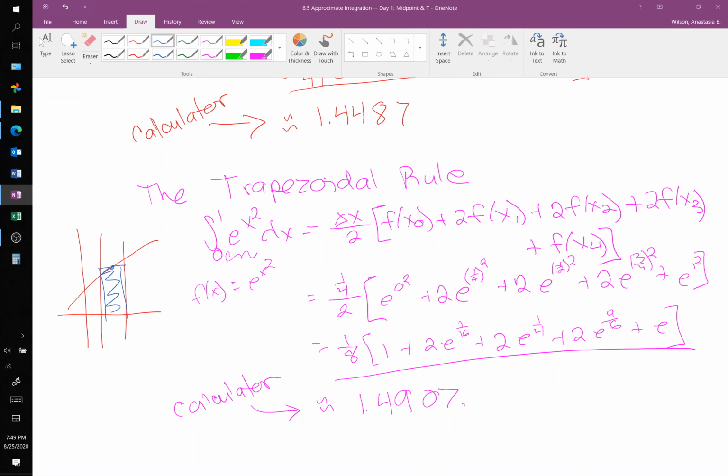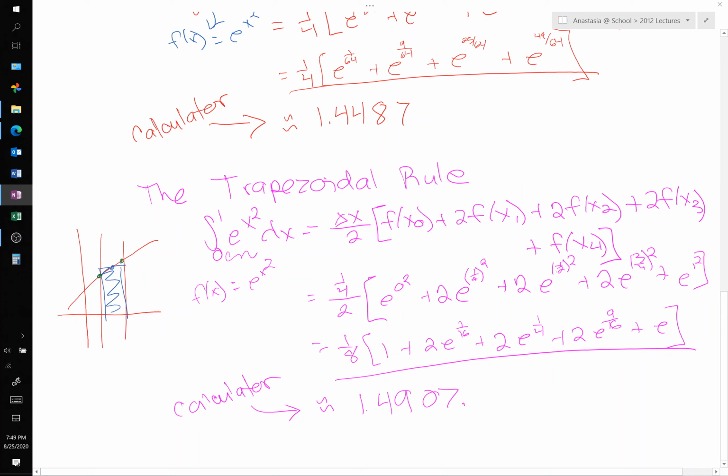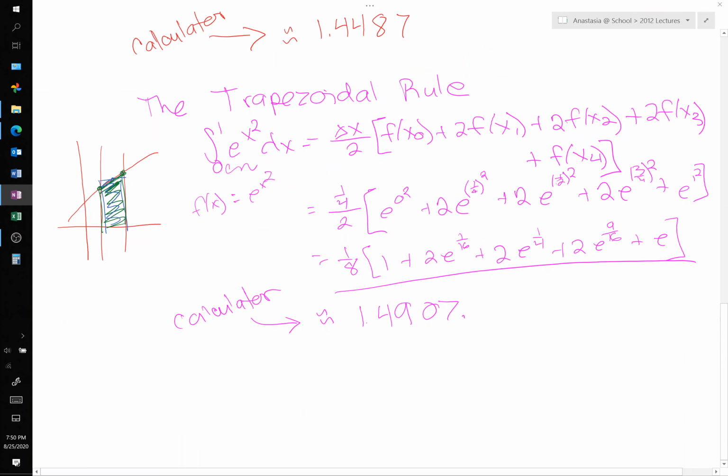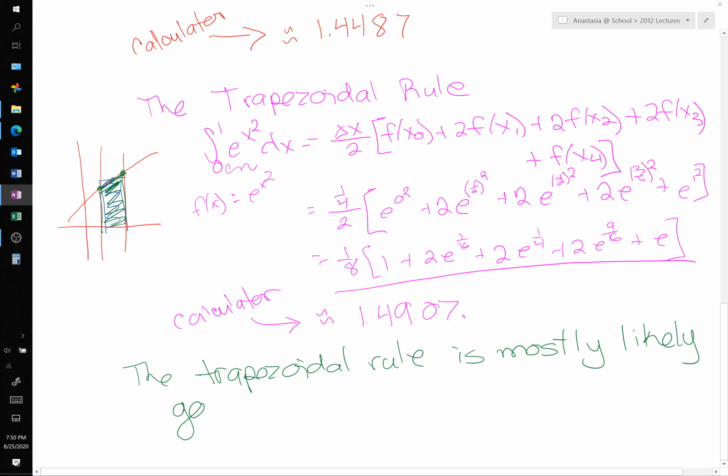But with the trapezoidal rule, we take this value and that value, and we draw a straight line between, and then find that area. So there may be some parts that are off, so that it is an approximation, but it's a lot closer to the curve than a rectangle is going to be. So the best answer for that question then is that the trapezoidal rule is most likely going to be more accurate.